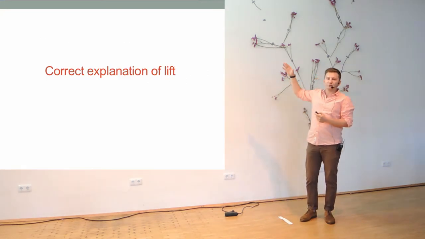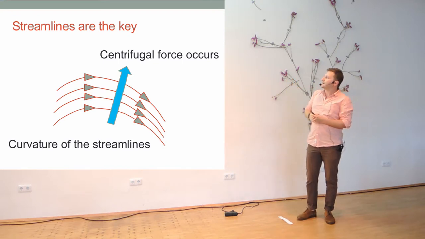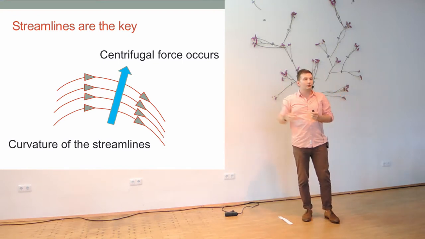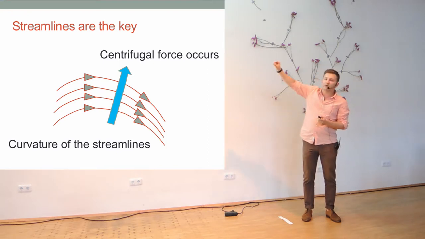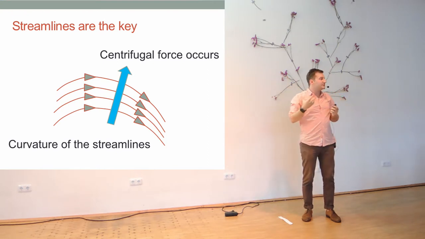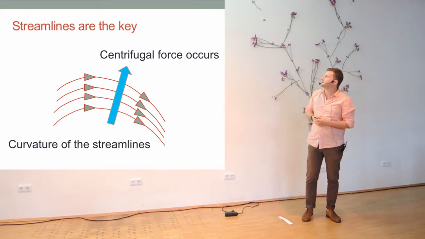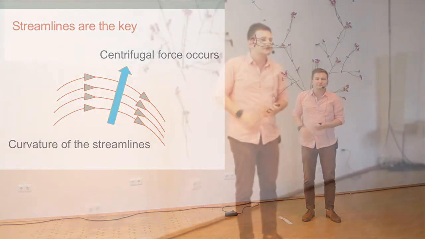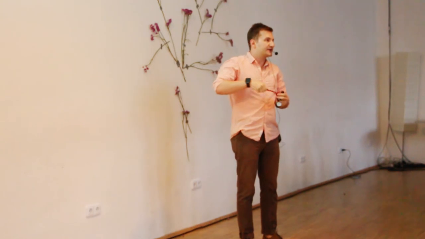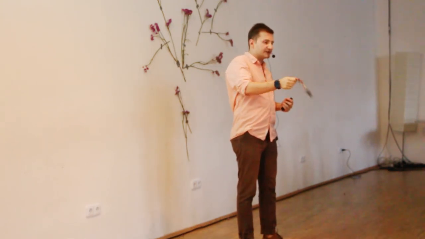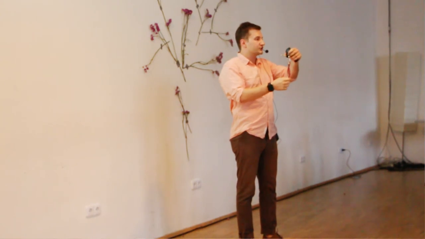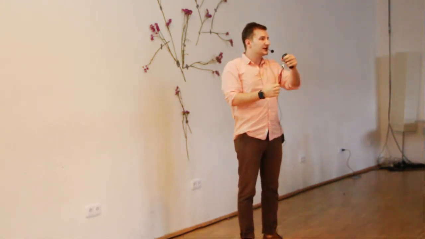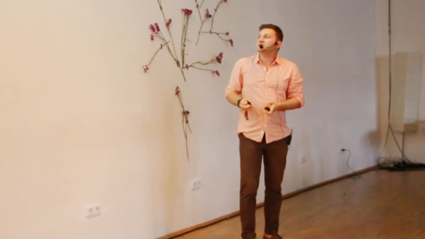We can look into a flow. Here you see again the streamlines, and they are curved. So we have some curved flow. And these air particles, which are moving along the streamlines, experience some force. This is the centrifugal force. And it acts like this. This is the same force. I have my keys here. So if I rotate my keys, you see these keys are pulled outward of my hand. This is actually the same force which strains this stripe. So it's an easy concept, and maybe it helps us to explain the lift generation.